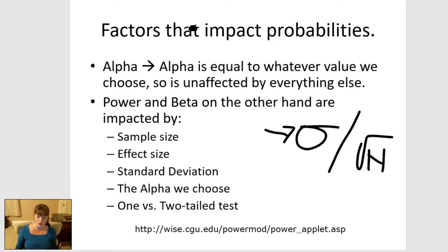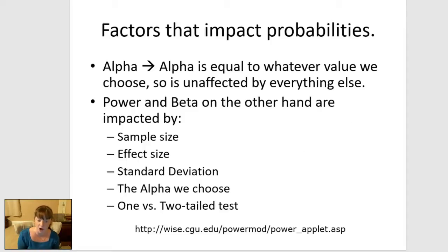But also the alpha you choose. The alpha that you choose can also impact power and beta. Now, I wouldn't recommend making your alpha bigger on purpose, because if you increase alpha, you're increasing the likelihood of that type 1 error, right? So that's not a good idea. But in fact, if you make a bigger alpha, this will make power bigger and beta smaller, because if it's a bigger alpha, you're moving that critical value, which then allows power to be bigger and beta smaller. But that comes at a cost. You're going to have smaller beta error, but more alpha error. So that's not a good idea.